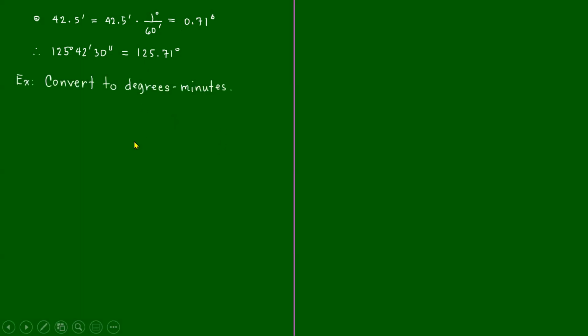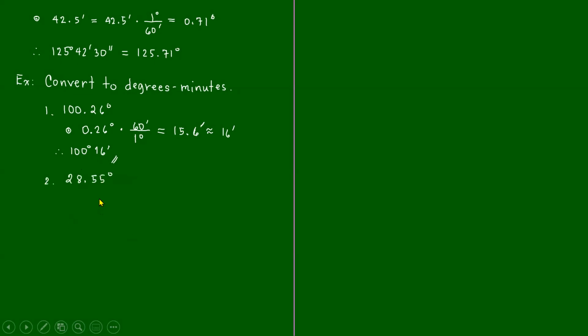Convert to degrees, minutes, DM. So 100.26 degrees. Let's take the decimal part of this degree measure. So 0.26 degree times 60 minutes per 1 degree is equal to 15.6 minutes, approximately 16 minutes. So 100.26 degrees is 100 degrees, 16 minutes approximately, in terms of degrees and minutes.